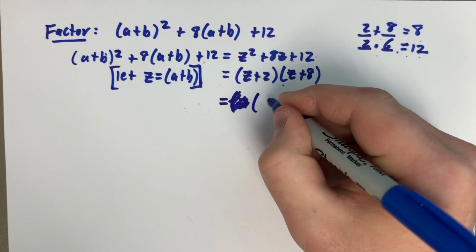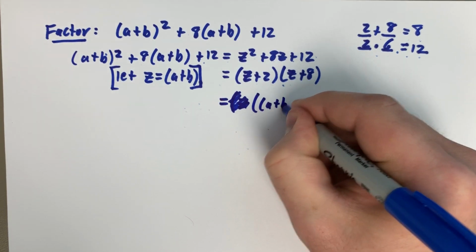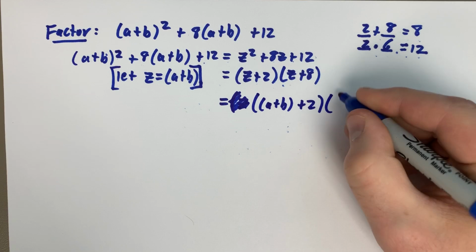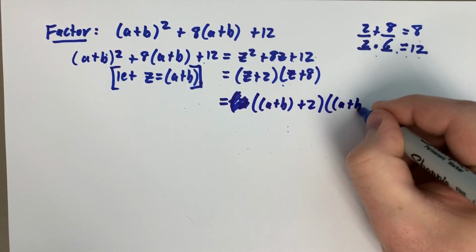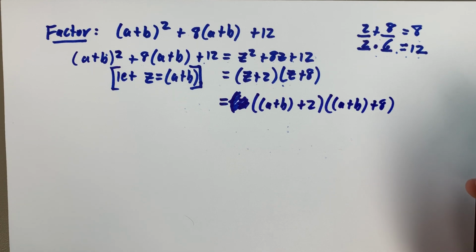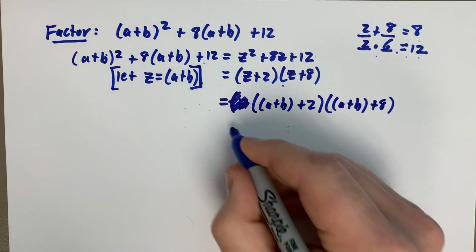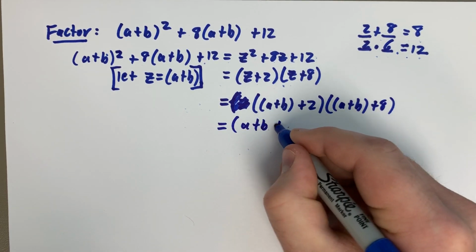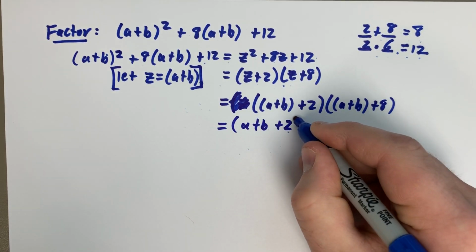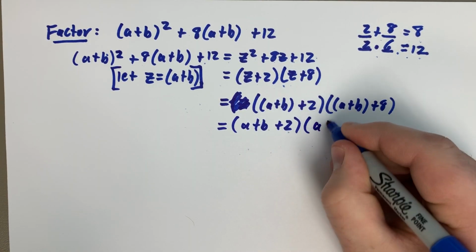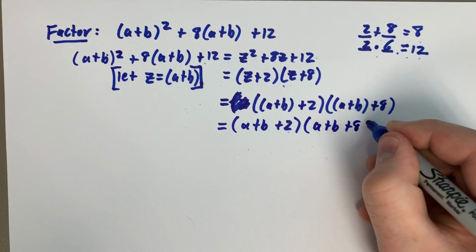This gives us (a + b + 2) times the quantity (a + b + 8). Okay, so at this point, I could drop parentheses, so I'll do that just for fun. I have a sixth sense of fun. So then I have a + b + 2. Similarly, over here I have a + b + 8.